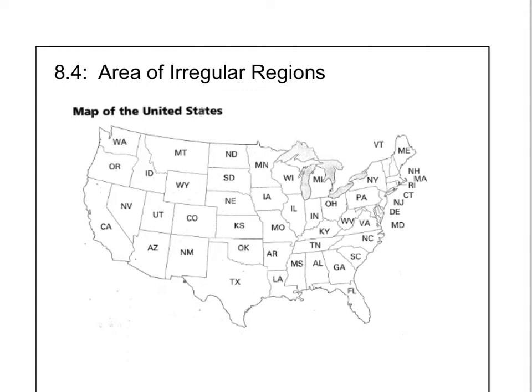Today we are going to cover Unit 8, Lesson 4. We're going to learn how to find areas of irregular regions and also areas of composite figures.